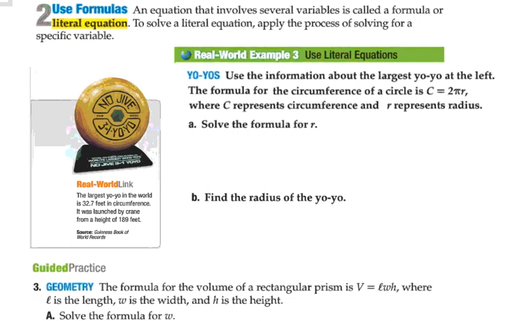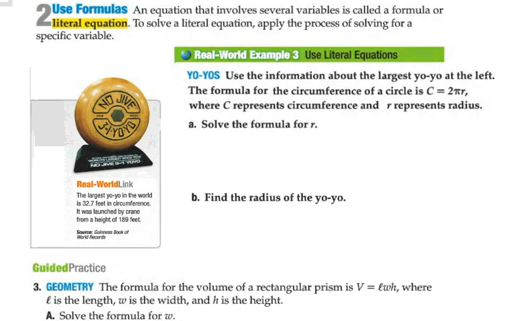It says an equation that involves several variables is called a formula or a literal equation. To solve a literal equation, you apply the process of solving for a specific variable. So a lot of times we see these type of formulas in geometry. This example says use the information about the largest yo-yo at the left. The formula for the circumference of a circle is c equals 2 pi r, where c represents the circumference and r represents the radius. So we're supposed to solve that formula for r.